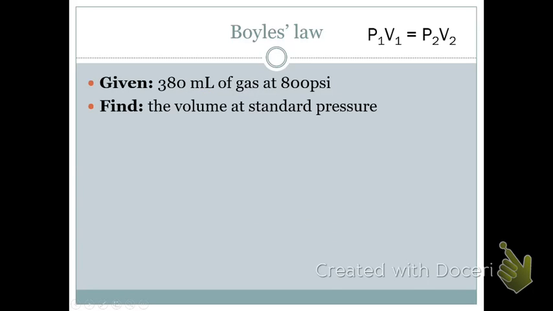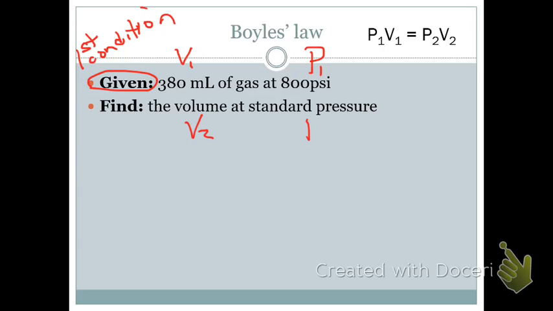Next problem. Given 380 milliliters of gas at 800 psi. Find the volume at standard pressure. Well, let's look at what I'm given. I'm given an initial volume, volume 1. I'm given an initial pressure, or pressure 1, for that's my first condition. And in this, always consider given as your first condition of your gas. Okay? Find the volume, which is V2, at standard pressure, which is P2.